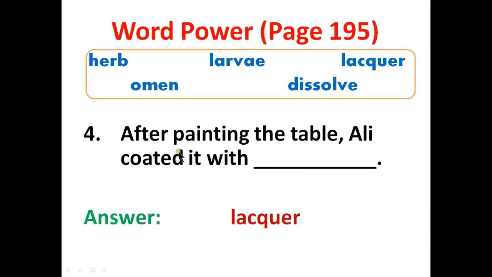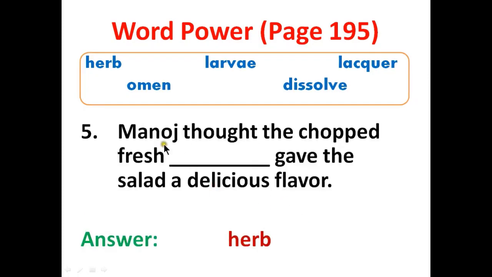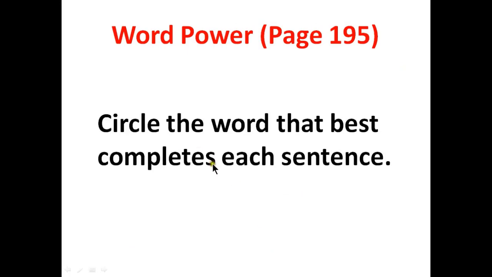And number 4. After painting the table, Ali coated it with lacquer. Lacquer is the answer for number 4. And the last one of this exercise. Manoj thought the chopped fresh herb gave the salad a delicious flavor. And here the answer is herb. Now we are going to do another exercise on the same page.